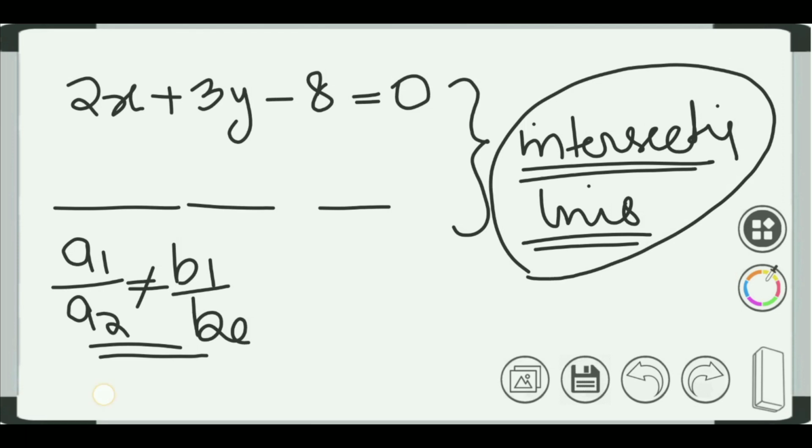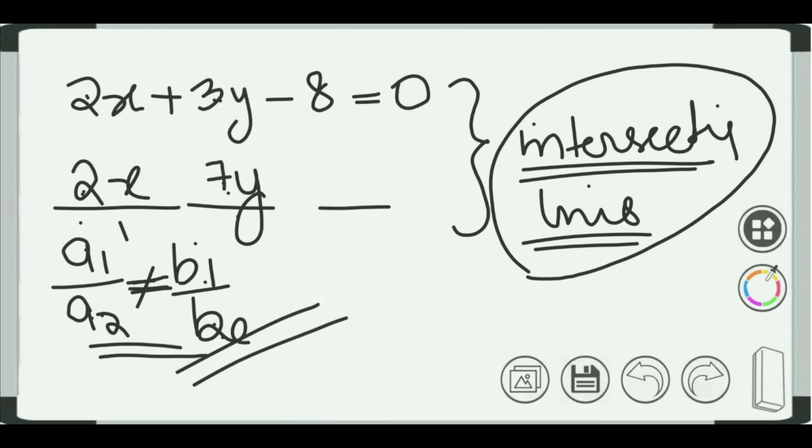You can form any equation of your choice such that A1 by A2 should not be equal to B1 by B2. So I can take here 2x. So what is A1 by A2? 2 by 2, 1. So for B2 I'll put, suppose, 7y. What is B1 by B2? 3 by 7. Is it equal? 2 by 2 is equal to 3 by 7? No, right? So it satisfies the condition A1 by A2 is not equal to B1 by B2.